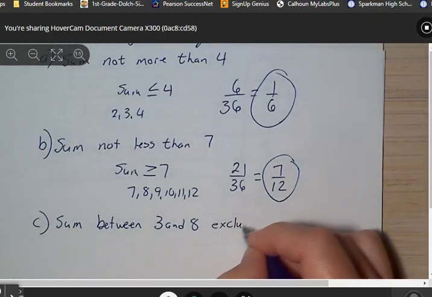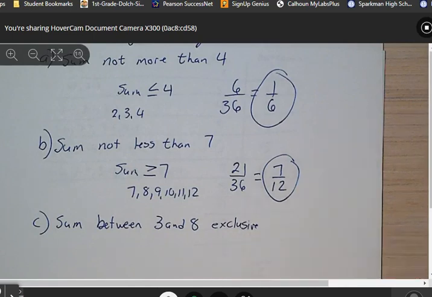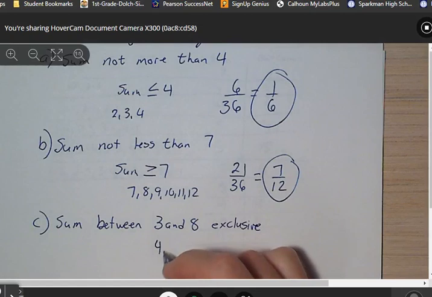Okay, and then one where they don't use the no more than or no less than or any of those is one where they're going to say the sum is between 3 and 8 exclusive, which means it has to be between 3 and 8, and exclusively between that. So that really means it's going to be 4, 5, 6, or 7 is what they're saying.